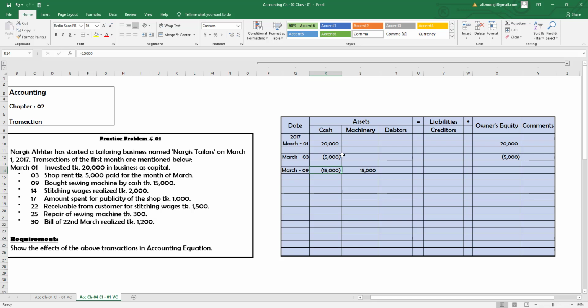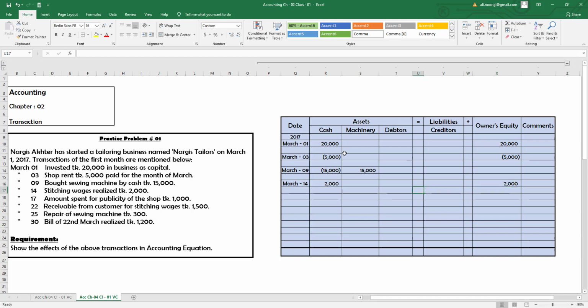That is March 14: stitching wages realized Taka 20,000. Realized means the business has got the money. So this is a revenue account, and we realized the stitching wages in cash. Actually, we have to consider this a cash transaction. So on March 14, cash increases by 20,000, and because of the revenue account, equity also increases by 20,000.